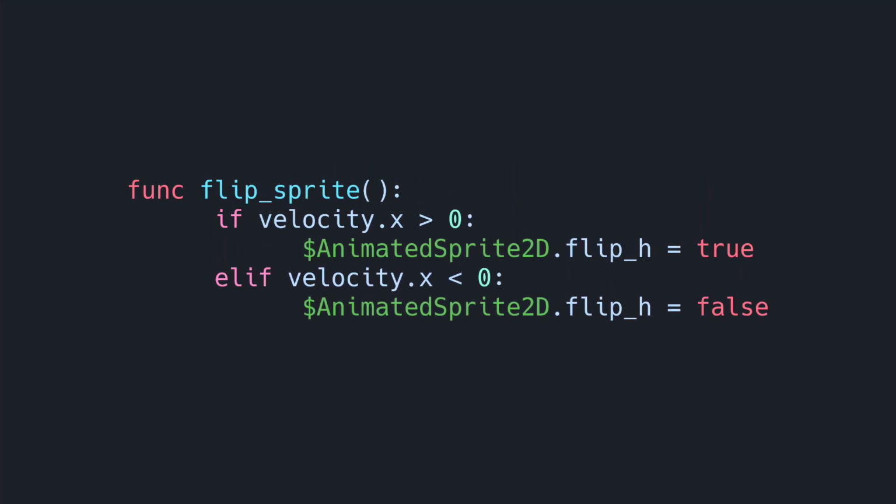A polished game feels responsive, and small details like flipping the sprite when changing direction make a big difference. To implement this, we use the horizontal velocity variable to track which way Sonic is moving and adjust the horizontal flip property of the animated sprite 2D. This ensures the sprite always matches Sonic's movement.